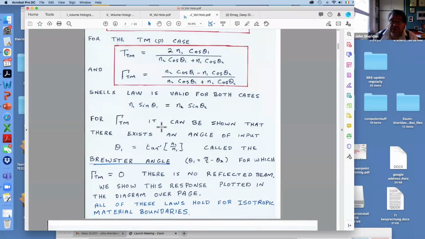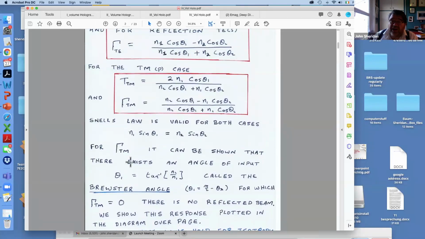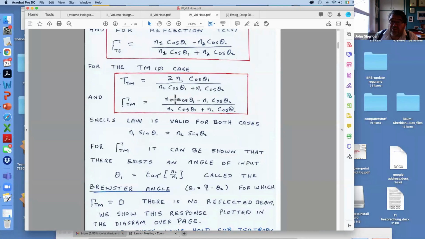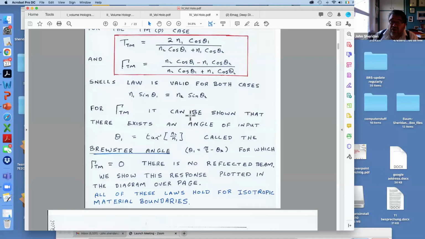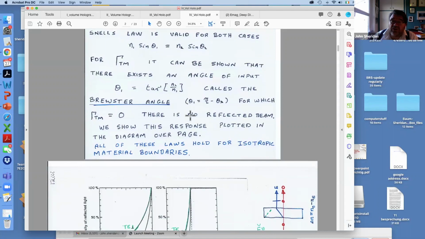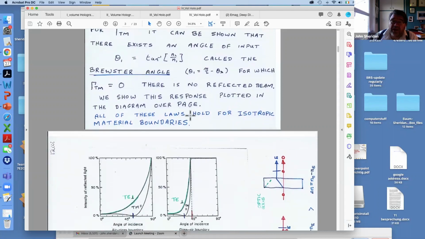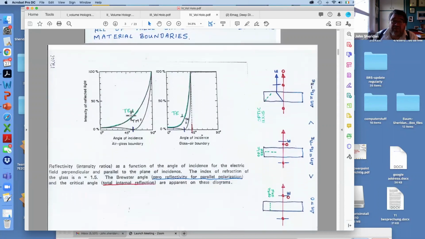For the reflection coefficient, it can be shown that there exists an angle of input called the Brewster angle. This is going to come up later when we talk about our gratings, but we can have an angle of incidence in which the reflection coefficient is equal to 0. There's nothing reflected. So we can find a case where this here is 0. Effectively, when this is equal to this, this coefficient becomes 0, and therefore nothing is reflected: the Brewster angle. There's no reflected beam. And we showed this response plotted in the diagram over the page. All of these laws hold for isotropic materials. So here's our reflection coefficient.